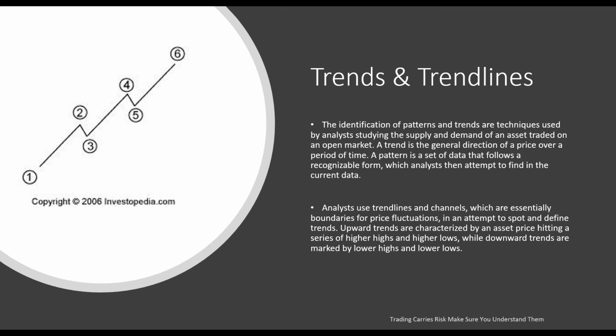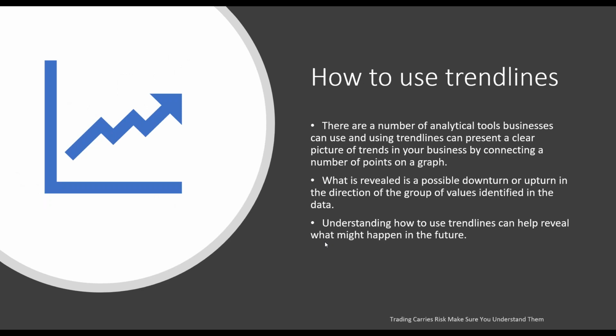Now, the identification of patterns and trends are techniques used by analysts studying supply and demand of an asset traded on the open market. A trend is just a general direction of price over a time period. Analysts use trend lines and channels, which are essentially boundaries for price fluctuation, in an attempt to spot and define trends. Upward trends are characterized by an asset price hitting a series of higher highs and higher lows.